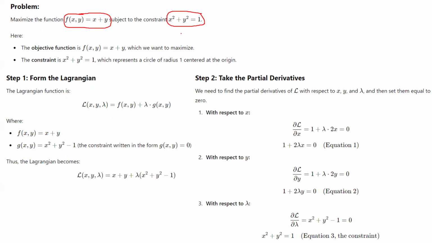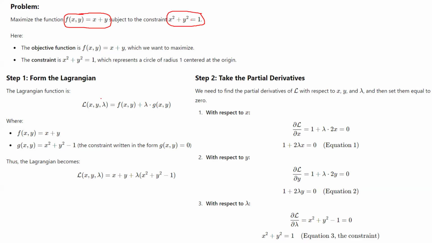This is the equation of a circle, so the point should lie on the circle with radius 1. The Lagrangian function is f(x, y) plus lambda times g(x, y). So f(x, y) is x plus y, plus lambda times g(x, y), which is x squared plus y squared minus 1. Okay, g(x, y) would be equal to 0, right?